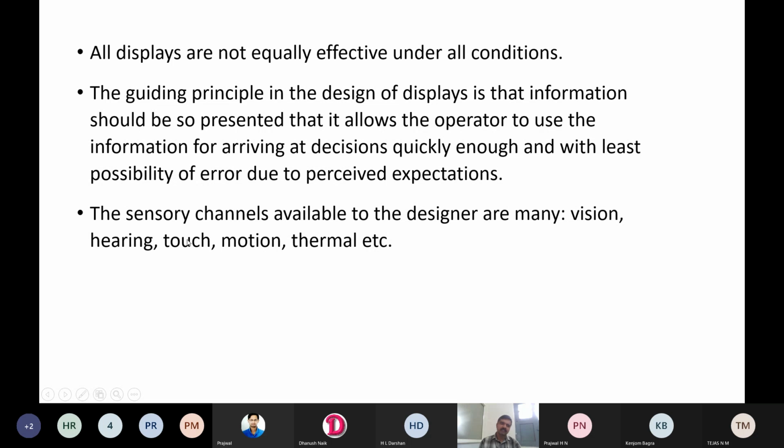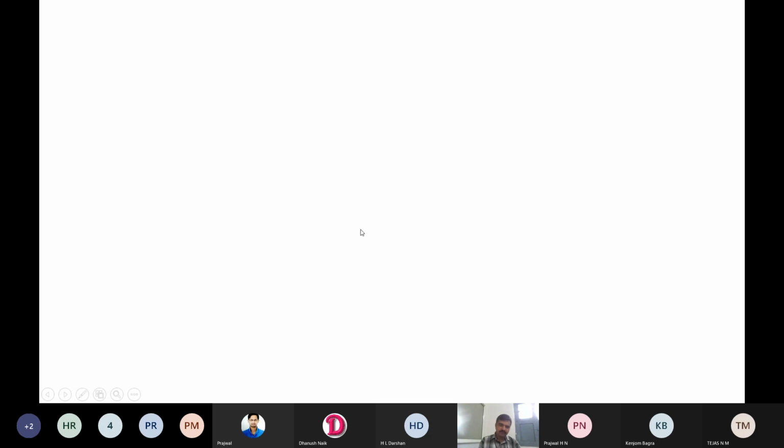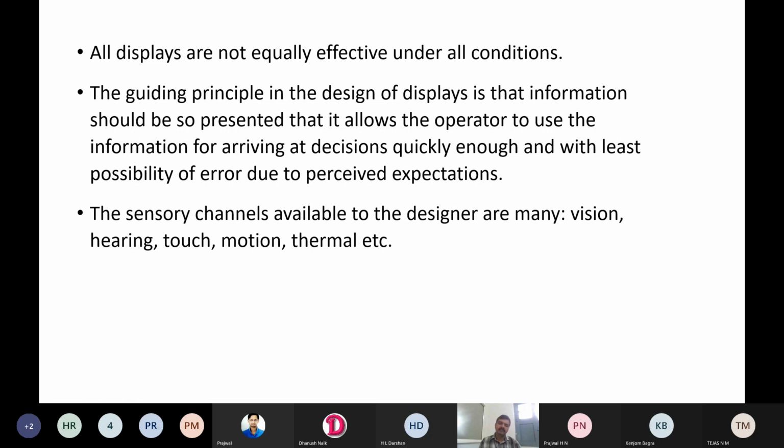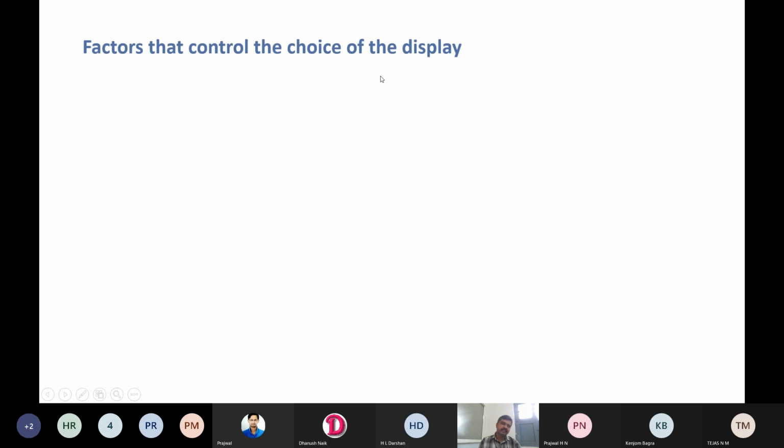Then touch, with the help of touch also man is able to sense. Then motion, thermal. These are the ways in which a designer can make use of these possible ways while designing the human machine interface or man machine interface. Then factors that control the choice of the display: the rate of information input.